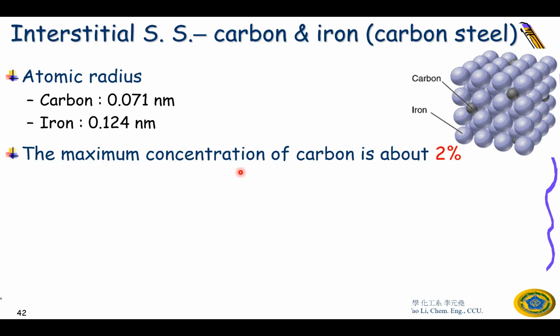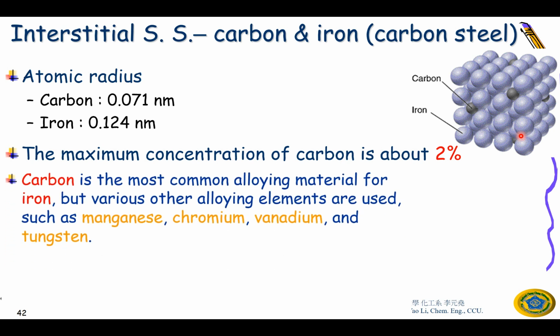So the maximum concentration of the carbon is about 2%. So you cannot put more than 2% of carbon atoms into the iron. So maximum 2%. Otherwise, you will change the structure, you will deform the structure, whatever.